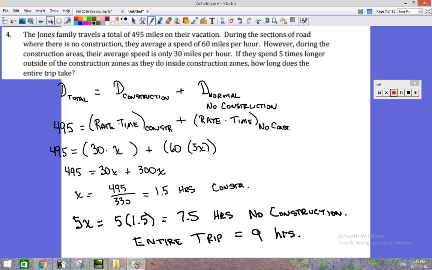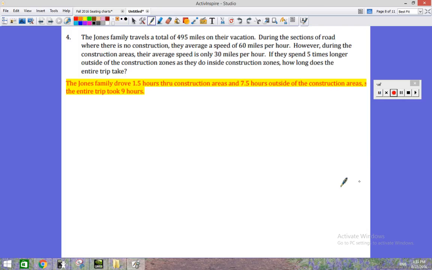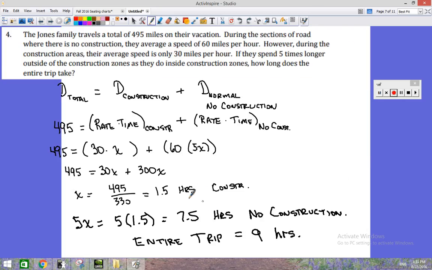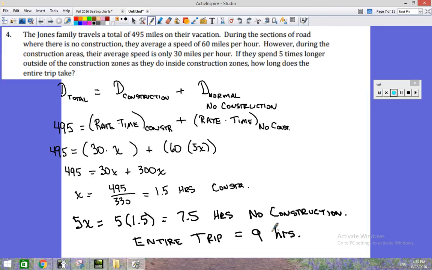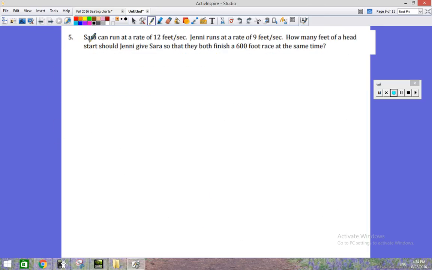Let's see if that's the same as my key. 1.5 through construction, that's what we had. 1.5 through construction, 7.5 outside of the construction, in normal driving. The entire trip took 9 hours, and that's what we have, that this entire trip took 9 hours.